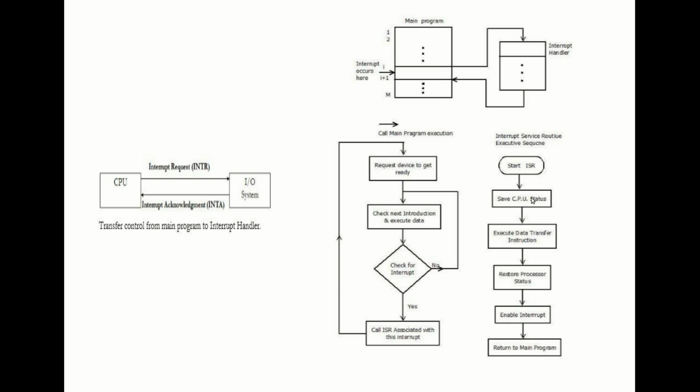So that is what happens here. The CPU status will be saved, then it will be executing the data transfer. Where do you have these instructions for data transfer? It will be available in the interrupt handler. Then once the data transfer instruction is executed, it will restore the processor status. So whatever status is saved here, that will be restored. Then it will be enabling the interrupt. Then it will go back to the main program. So this is what happens when an interrupt occurs.